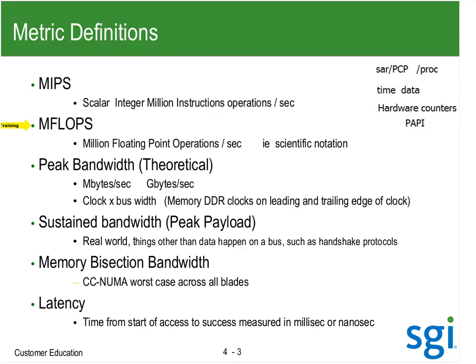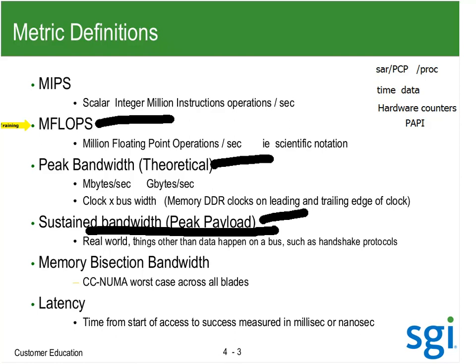And that's something that you can look up in the specs. But there are more things that go on with a bus than just data transfer. There are handshake protocols, things of that sort. So in the real world, we try to measure a sustained or peak payload bandwidth, what we're actually getting and able to measure. What a lot of benchmarkers will do is check what the theoretical peak bandwidth is, or the theoretical peak megaflop is, and then measure what they're actually getting and try to get as close to the theoretical as possible.